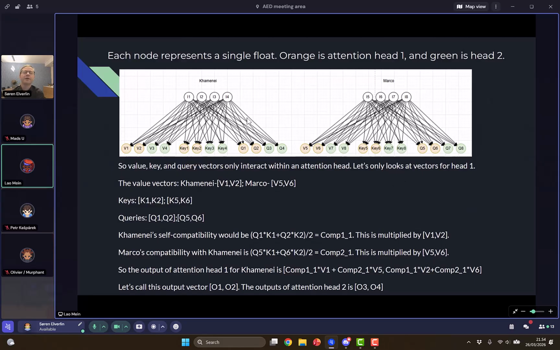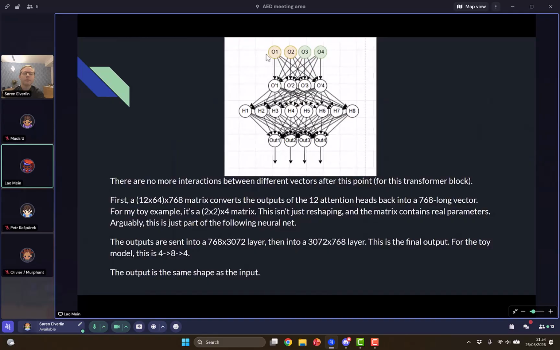The math, I think I mentioned that earlier. So V1, V2 multiplied by the attention mechanisms, more like key one, key two, query one, query two, and also key one, key two, and query five, query six for Marco. So you add the results of that, like I explained the math earlier, and you get O1, O2 for attention head one and O3, O4 for attention head two. And then you feed it into this matrix structure and you get the output, which is of the same shape as the input.